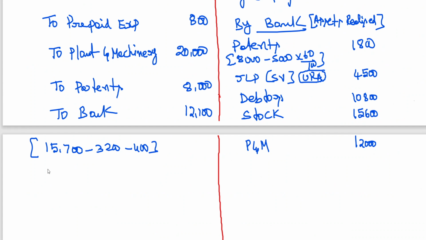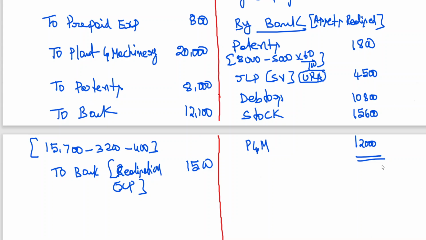Now the realization to bank. Realization expense 1,500. Okay, now we can go for totaling of it, so that again no need to repeat this.